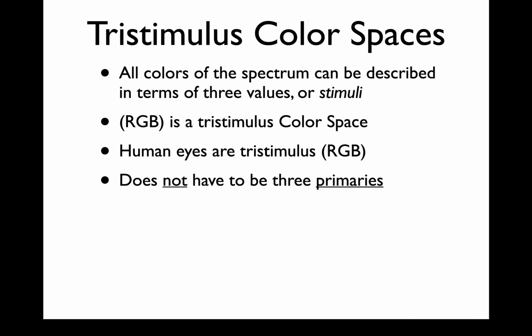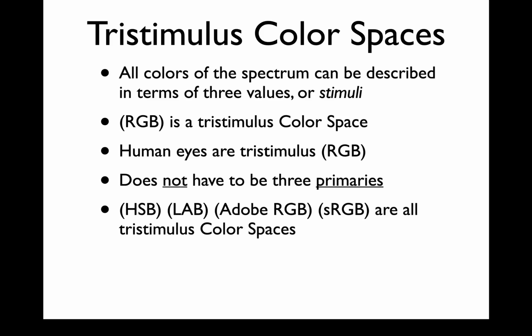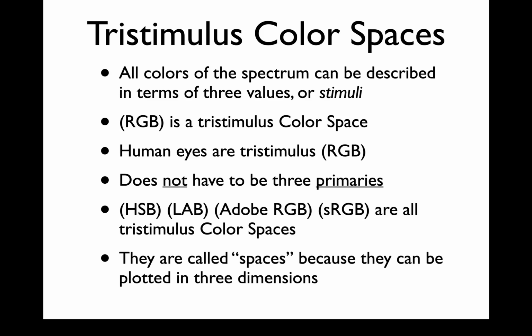However, they do not need to be primaries. You can have color systems that are not primaries. HSB is not primaries. It's hue, saturation, brightness. We will look at this next week. LAB is not. Adobe RGB, sRGB, none of these are your conventional red, green, and blue, or cyan, magenta, and yellow. However, these are spaces. Because these are three-dimensional, you can create spaces out of them.